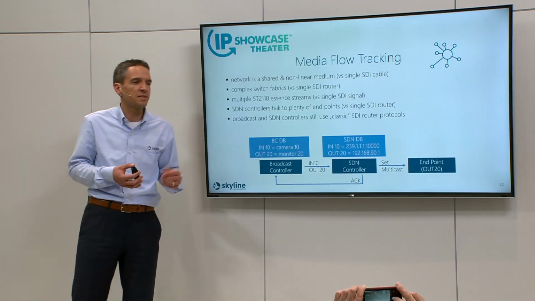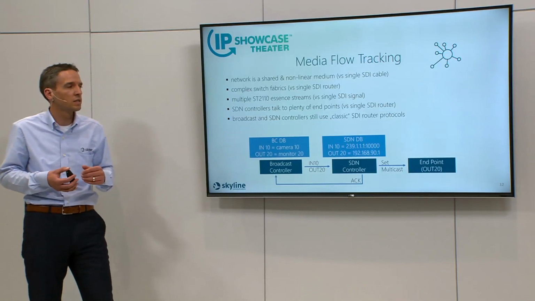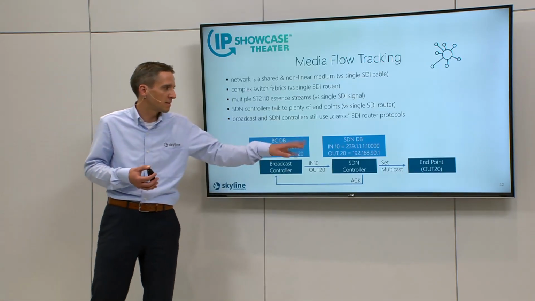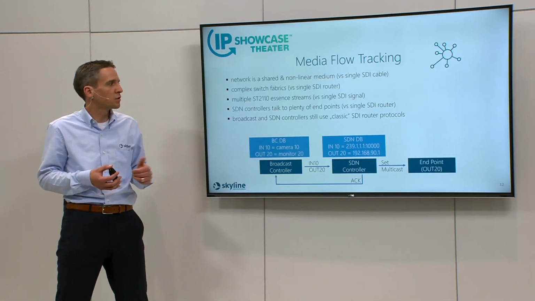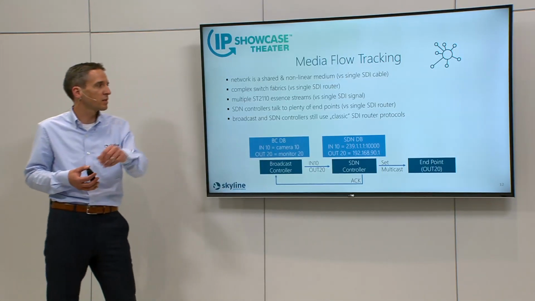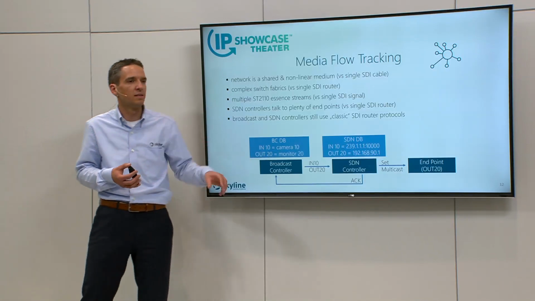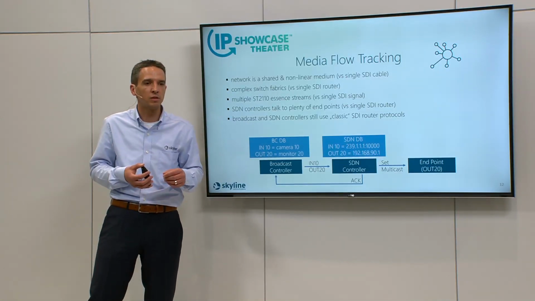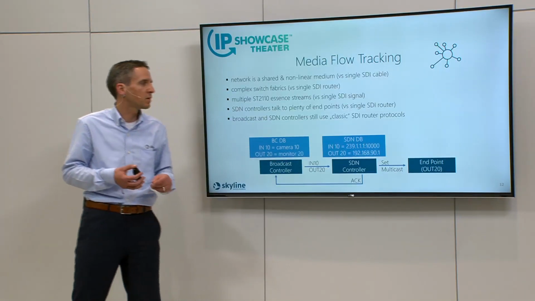The SDN controller takes that. In the past, this was my SDI router. Now the SDN controller has another database. The SDN controller knows my input number 10 reflects that multicast address 239-something. My output number 20 is probably a monitor, a multiviewer, and has that IP address.